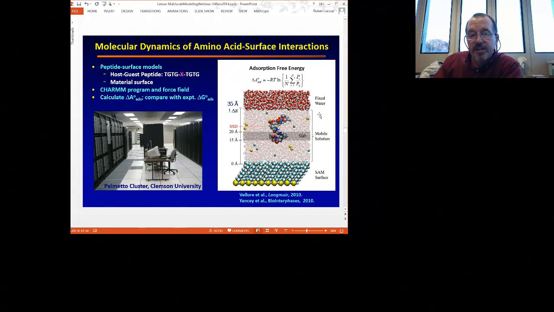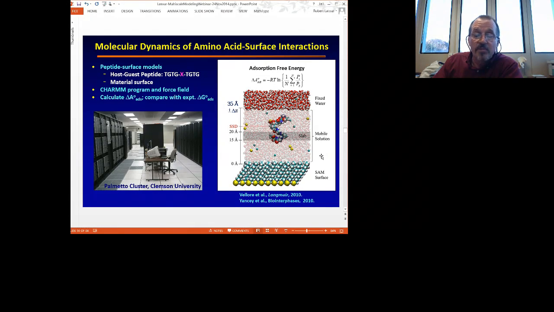which gives us a probability distribution of the peptide over the surface. And it's very analogous to the concentration profile that we get experimentally, and this lets us calculate the adsorption free energy based upon the probability distribution of peptide over the surface. And if we just did a conventional molecular dynamics simulation with this system, the peptide would strongly adsorb to the surface and not come off for the whole simulation.